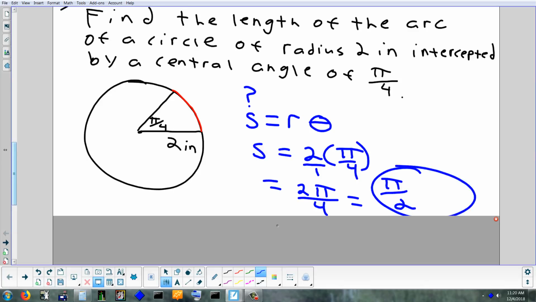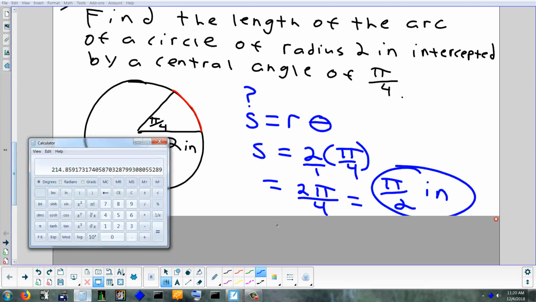And now, I want to remember what we just found. We just found S. Someone remind me, what's S again? It's the arc length. It's a length. So you've got to put a label on it. To figure out the label, just go back and look at the problem. What units did they use to represent length in this problem? Inches. So that's pi over 2 inches. Or if they wanted it as a decimal, it's about 1.57 inches. And that's it. That's how you use the formula to find the arc length if you're given the radius and the angle.